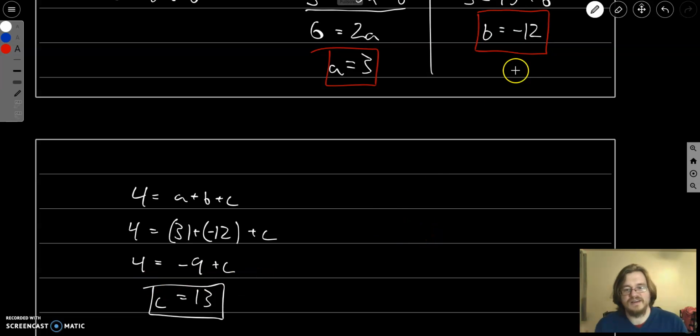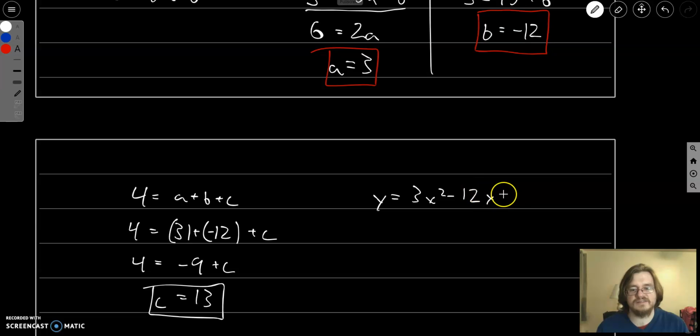And there you have it. Our solution will be y is equal to 3x squared minus 12x plus 13.